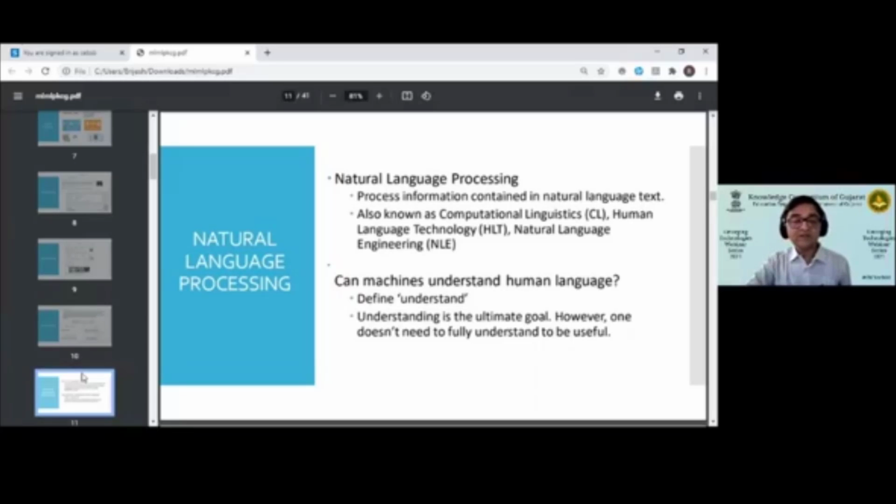A broader question that we ask here is, can machines understand human language? Of course, define understand, because it also keeps on improving as we have seen in the learning problem. So understanding is the ultimate goal. However, one does not need to fully understand to be useful. As we said, we start speaking at the age of 2 or 3. Of course, we don't understand the language completely at that age. Even today, we cannot say we understand the language completely, but we keep on improving. So we reach a level where we become useful and then we keep on improving.